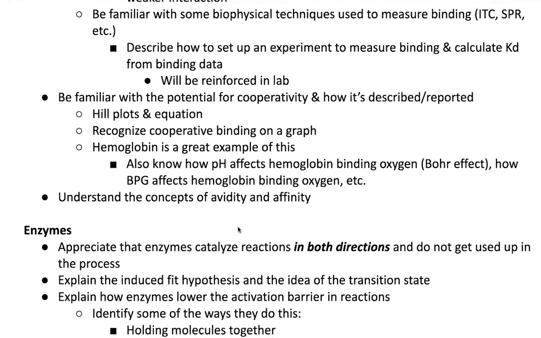Be familiar with the potential for cooperativity. So basically, you can have things where a molecule binds to multiple other molecules, and the binding of a first molecule might influence the binding of the second molecule and make it easier. This is represented with things called Hill plots and equations. So recognize cooperative binding on a graph. You'll see things like an S-shaped curve, depending on the type of graph you're looking at. Hemoglobin is a great example of this. It has multiple subunits that each can bind to oxygen, and the binding of oxygen to one of them makes the binding of oxygen to the others easier. So this is a great example of cooperativity.